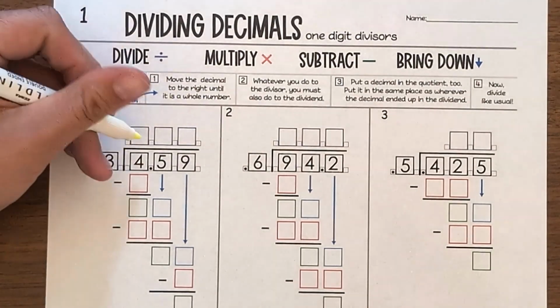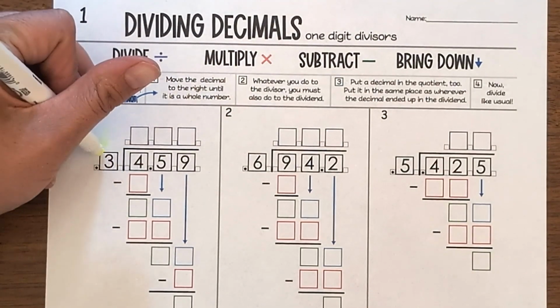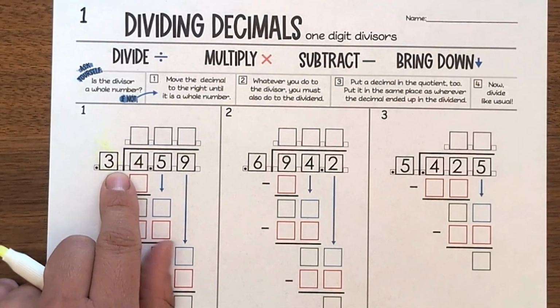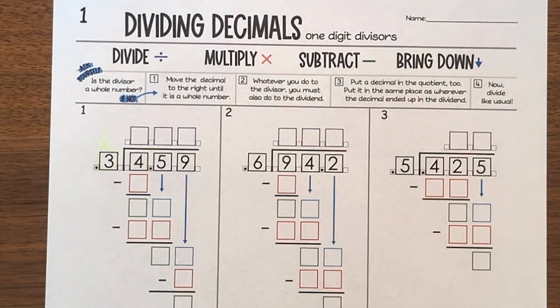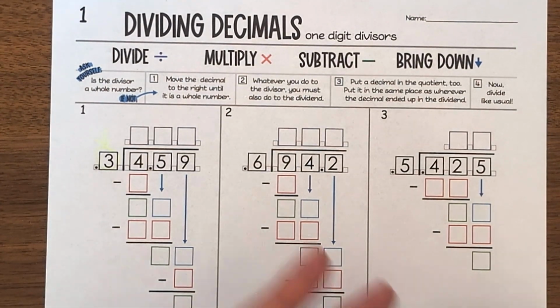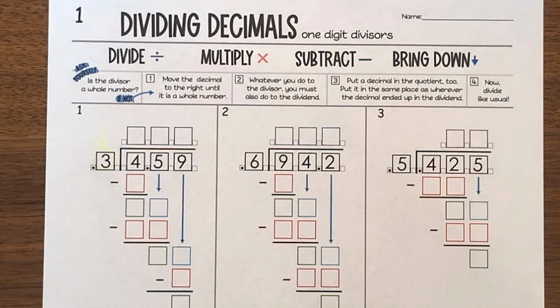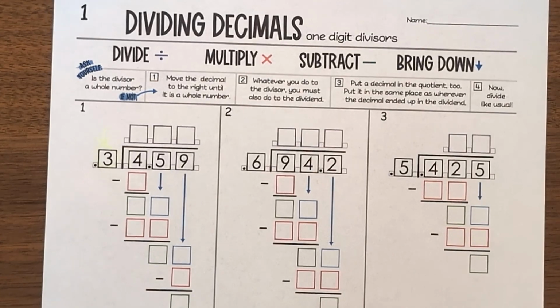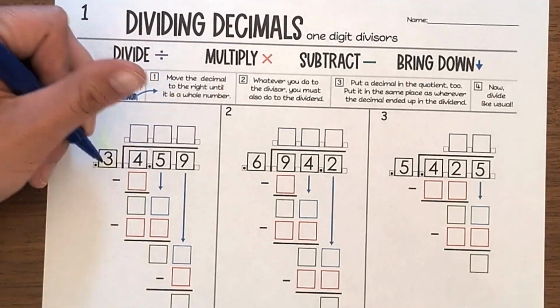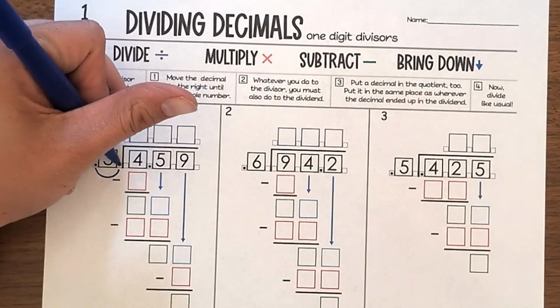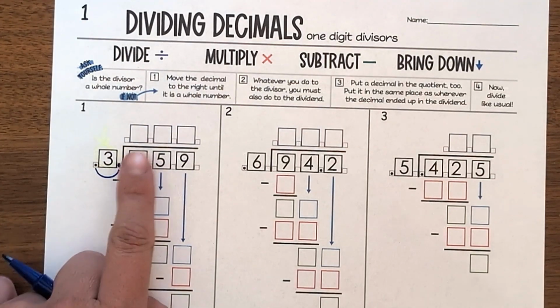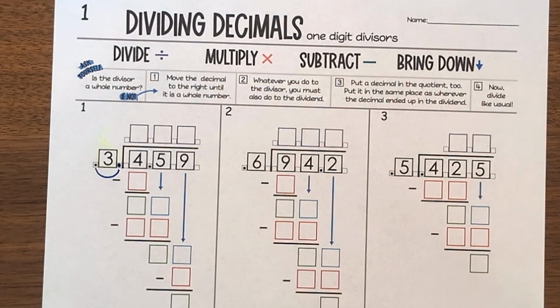You just have to look at this number here, the divisor, and if it's not a whole number, you have to make it a whole number. So 0.3 or 3/10, it's a decimal, it's not a whole number. So you need to turn it into a 3, a whole number 3. And you do that by just moving this decimal point over. And you're allowed to do that as long as you do that to this number too, and then you're good.